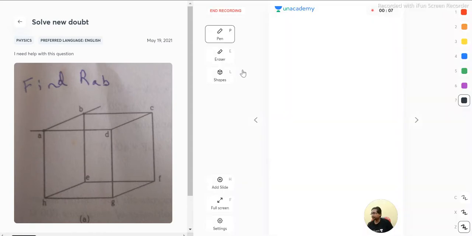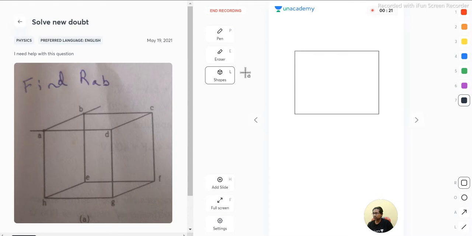So the question is, we need to calculate the equivalent resistance between the point A and B in this case. Okay, so let's solve this question now. In this question, we have a cube. First of all, let's make a cube. This is one face and this is the second face of the cube. Okay, and now let's complete this figure.